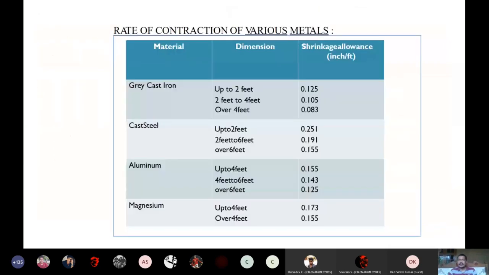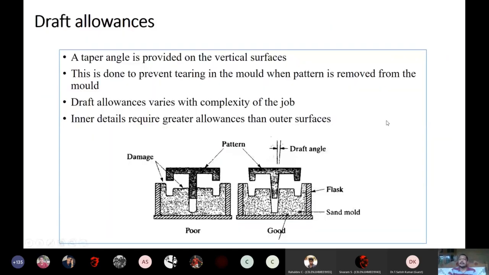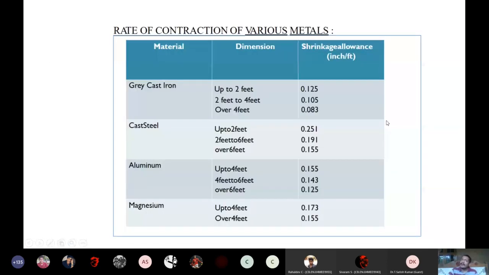You can see again the same thing is already given over there. Again, you have to understand that though it is the same for the material, when the size of the casting varies, the shrinkage allowance is going to vary. So that also you have to take into account while providing the pattern allowances. For all the materials it is like that, and based on the dimensions also it is going to vary.